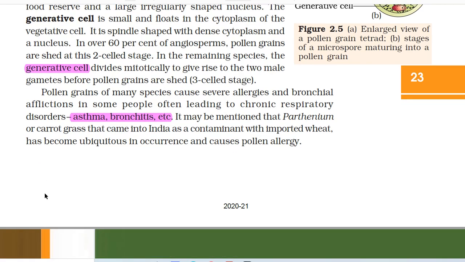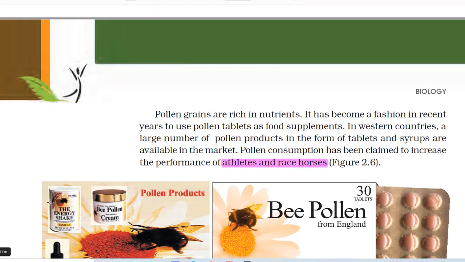Pollen grains of many species cause severe allergies and bronchial afflictions in some people, often leading to chronic respiratory disorders, asthma, bronchitis, etc. It may be mentioned that Parthenium or carrot grass that came into India as a contaminant with imported wheat has become ubiquitous in occurrence and causes pollen allergy.